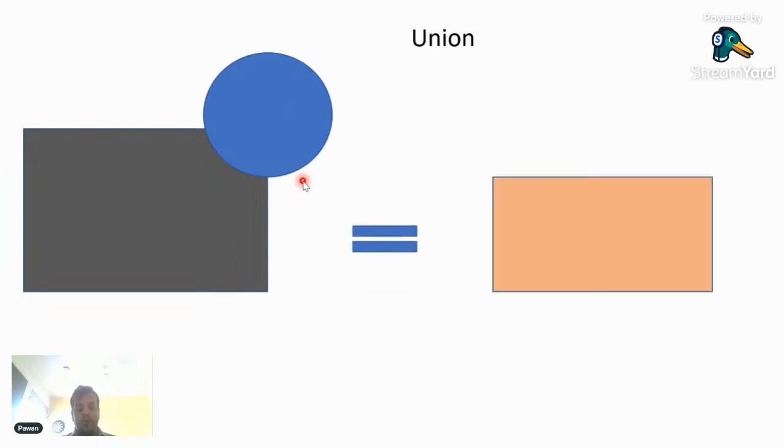So again, a nice geometric example. Here you can see is a rectangle, a grayish rectangle, and a blue circle. The output will be the whole rectangle and the whole circular area. So this will be the output. So it's considering the whole area as a whole as the output. Now that kind of operation is known as a union.